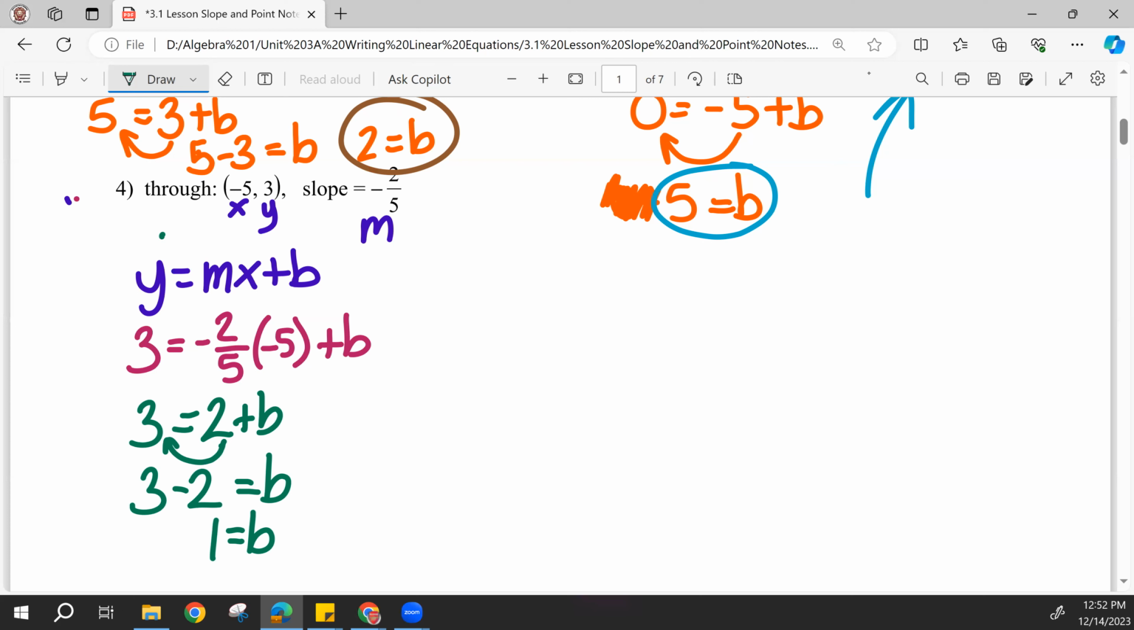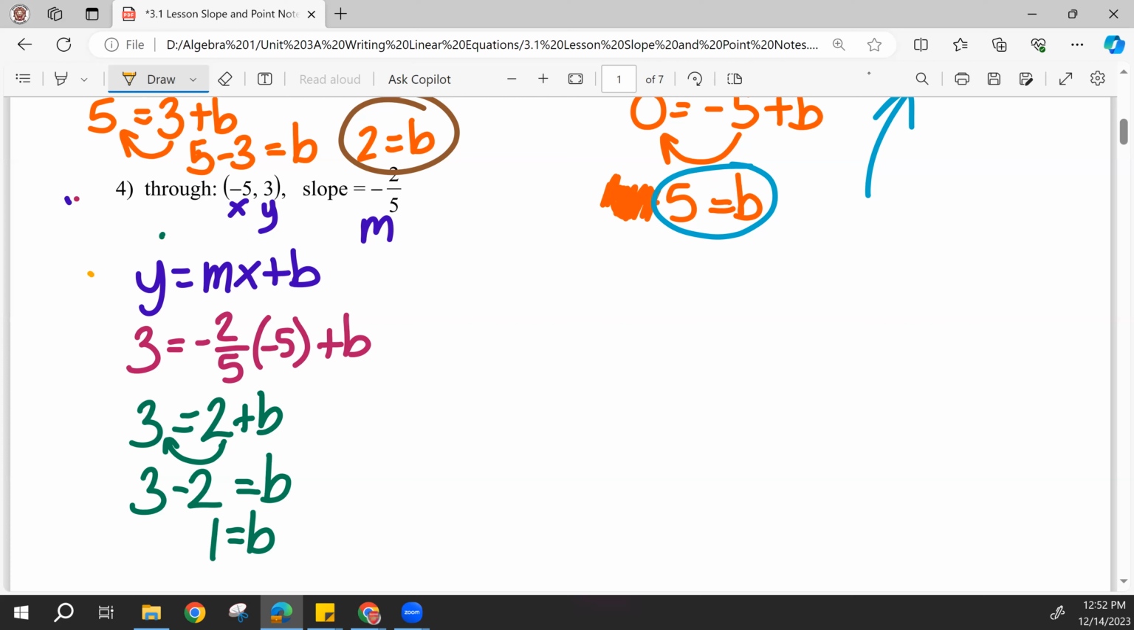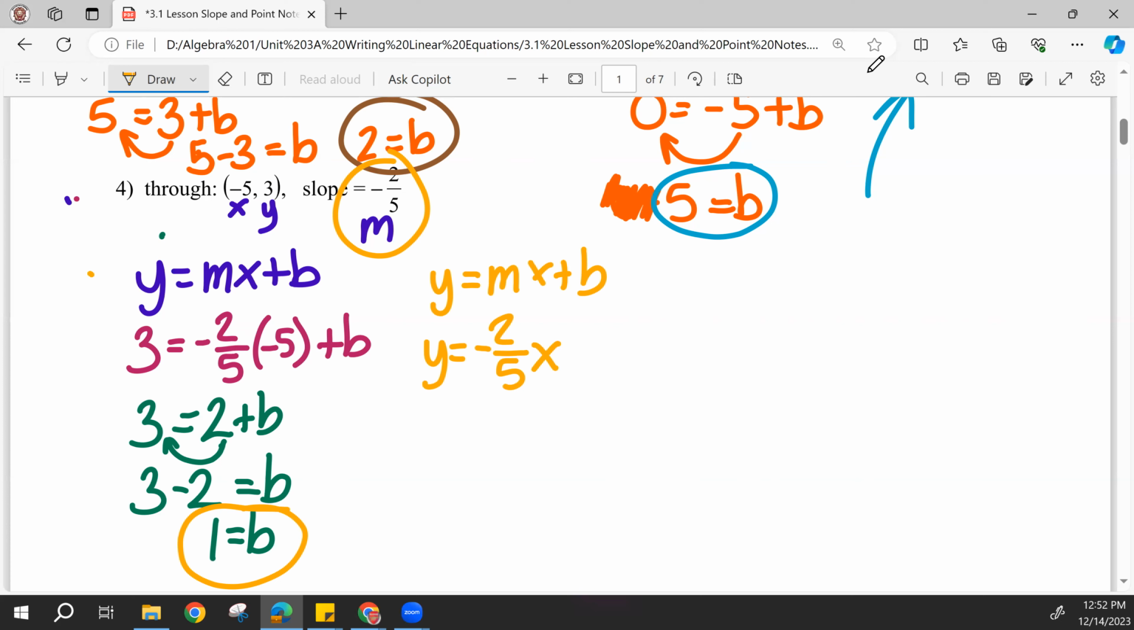The two things you need to know in order to write the equation of a line are the slope and the y-intercept. And so we have slope now, which is negative 2 over 5. We have our y-intercept of 1. And so we can write our equation. We're just going to replace m with negative 2 over 5 and b with positive 1. And there is our equation.